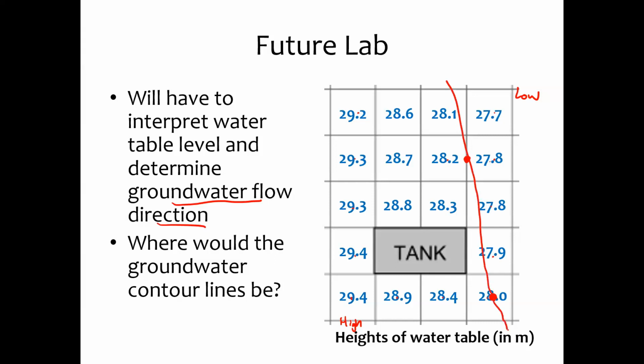And then we're going to look for a spot where it would be 29 meters. Well, in between these 2, it would be exactly 29. And in between these 2 down here, there'd be a 29 meter point somewhere in between them, but it would be closer to this one. And so we might have a groundwater contour something like this.